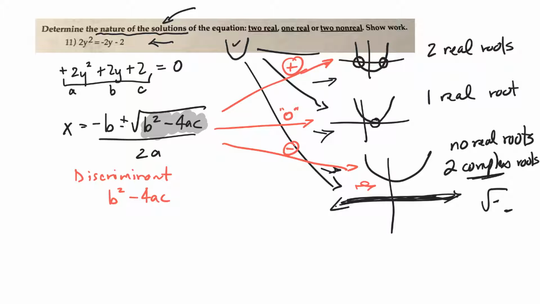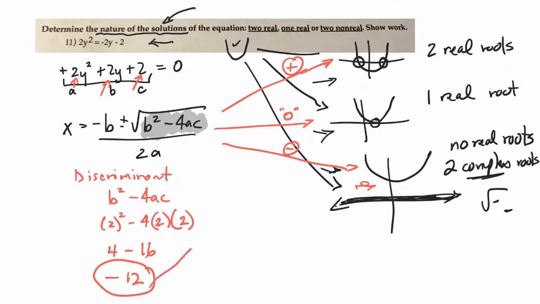So in our case here, b is 2. So 2 squared minus 4 times a is 2, times c is another 2. Are they all 2's? Yeah. So I have 2 squared is 4 minus 4 times 2 is 8 times 2 is 16. So this would come out to a negative 12. So if it's a negative number, it's got to be that one right there. So there's no real roots, or in other words, there's two complex.